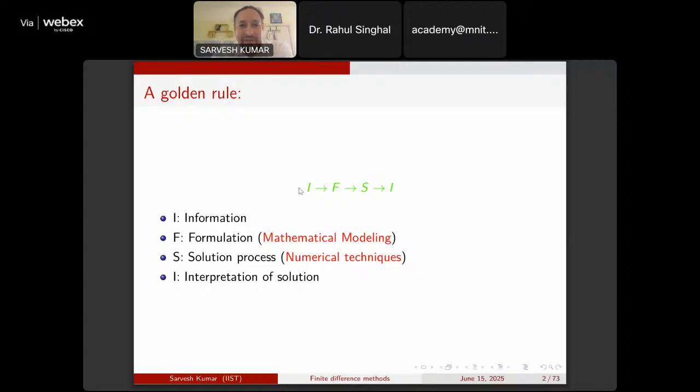Next, based on the information you have received from the industry person, you have to put it in your language. Our language is mathematics. That means we have equations. It could be algebraic, differential, or partial differential. In our case, it could be differential equations, which include both PDEs and ODEs. So then we will have a mathematical model. Once you have the mathematical model involving differential equations, the next target is that this mathematical model needs to be solved.